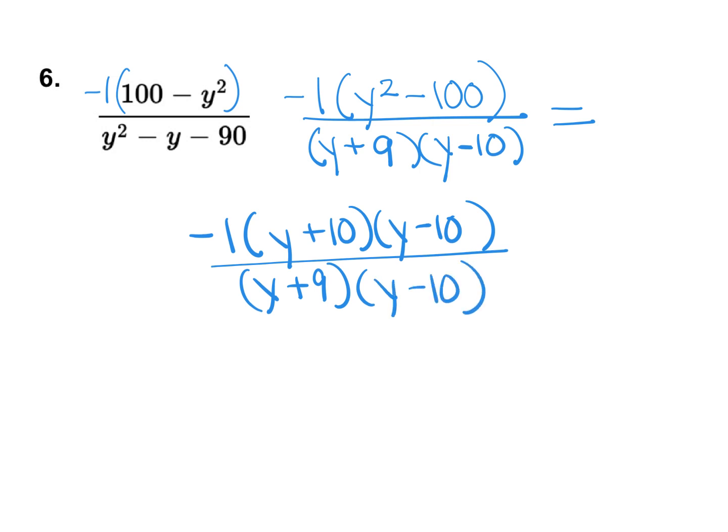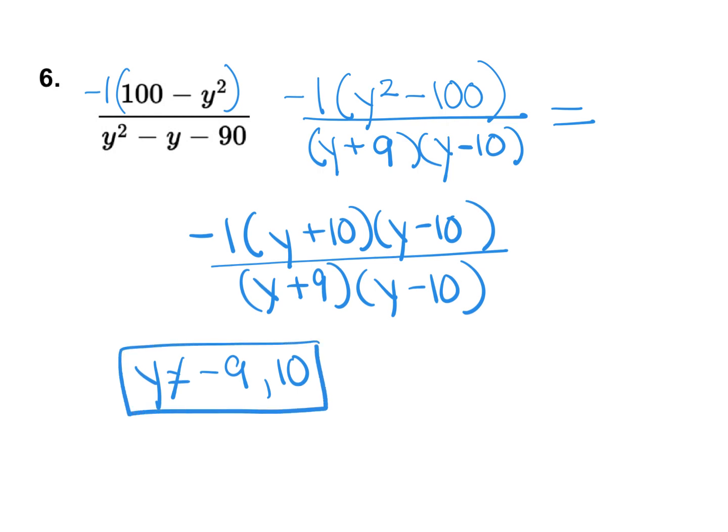All right, so for excluded values here then, y cannot be equal to, well, negative 9 plus 9 is equal to 0, so it cannot be equal to negative 9. And then 10 minus 10 is equal to 0, so we cannot have that. So we've got our excluded values of negative 9 and 10.